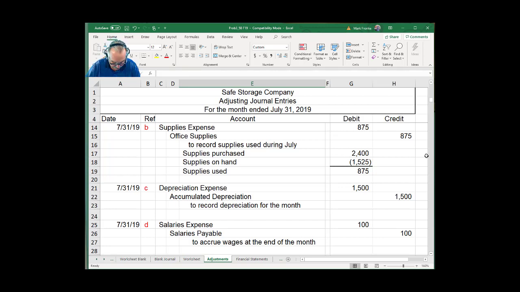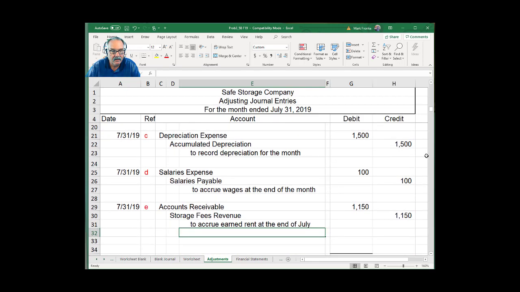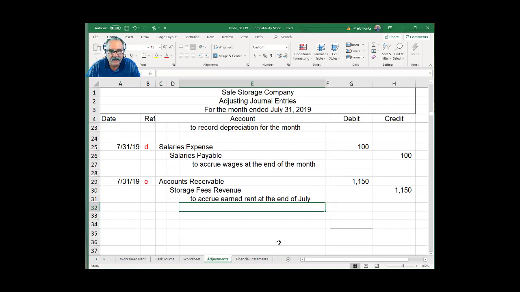Entry D. They told us an employee earned $100 of unpaid and unrecorded salary at the end of the month. So we're going to just debit salaries expense for $100 and credit salaries payable. Salaries payable, and anything with the word payable, is a liability. It's going up with a credit.